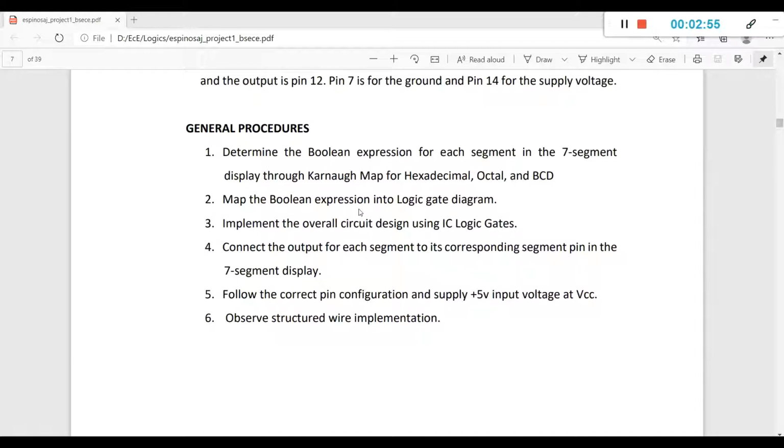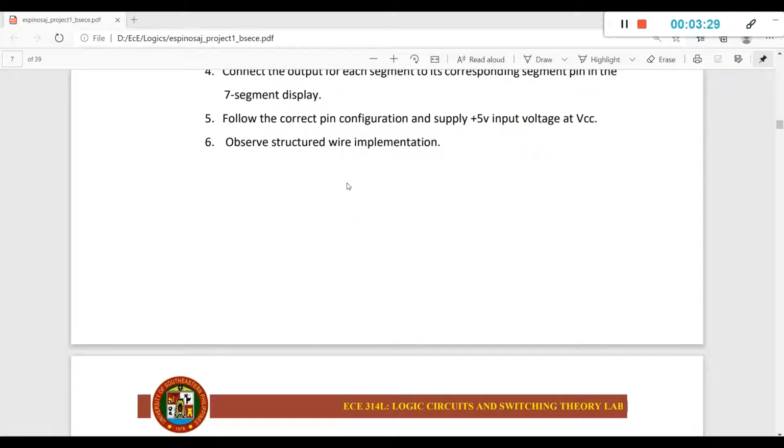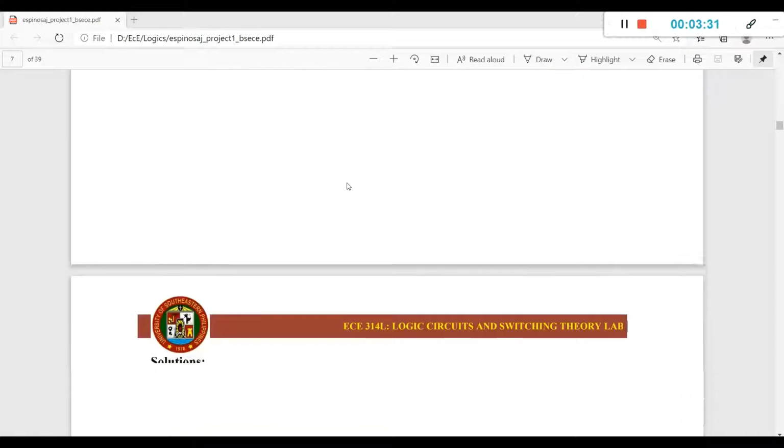For the general procedure of this experiment, first we have to determine the Boolean expression for each segment in the 7-segment display through Karnaugh map for hexadecimal, octal, and binary coded decimal. Second, we must map the Boolean expression into a logic gate diagram. Number 3, implement the overall circuit design using IC logic gates. Number 4, connect the output for each segment to its corresponding segment pin in the 7-segment display. Number 5, follow the correct pin configuration and supply 5 volts input voltage at VCC. And lastly, number 6, we have to observe structured wire implementation.